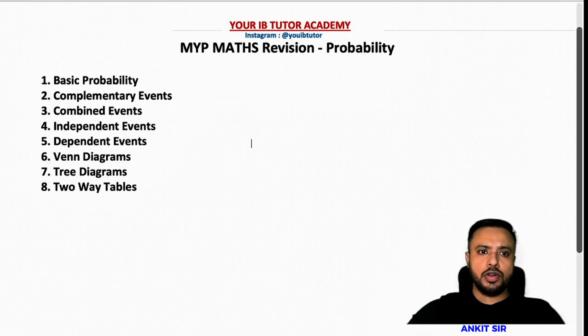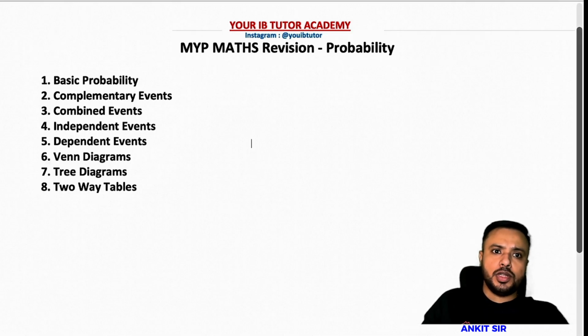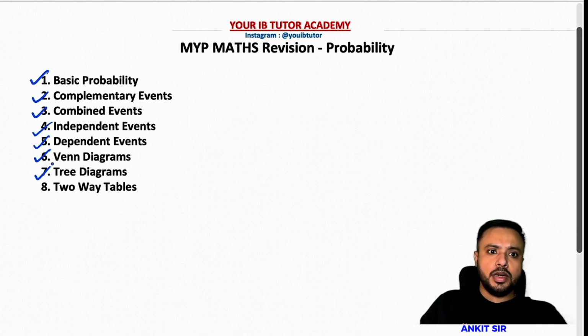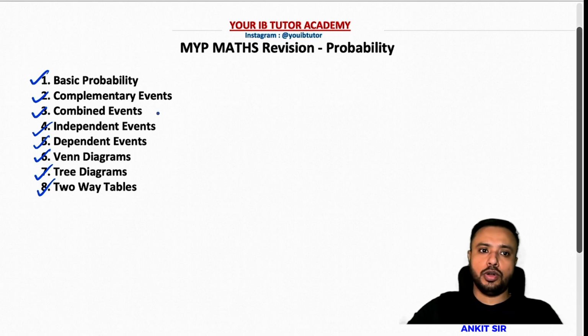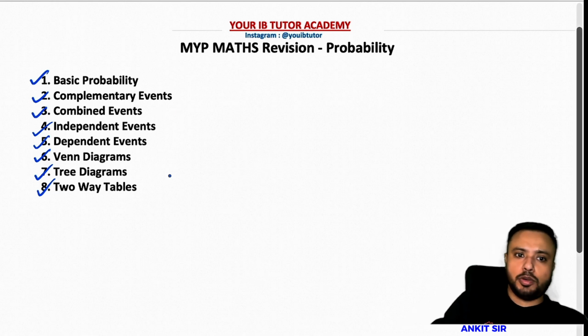In this video, we are going to cover these topics. I'm going to start with the basic probability, and then I will be explaining all complementary events, combined events, independent events, dependent events, Venn diagram, tree diagram, and two-way table. I think two-way table is not that important, but sometimes it may help you in understanding the probability questions in a good way, so I'm going to explain that also in this video. Let's get started with the basic probability.